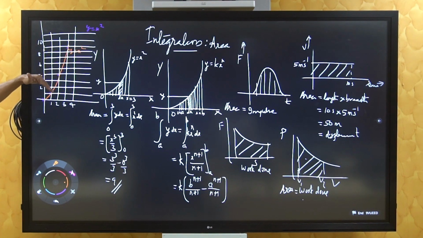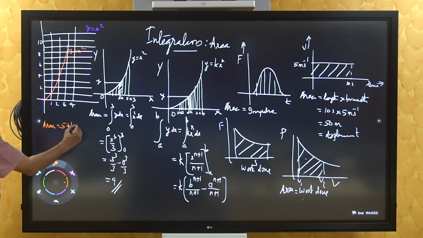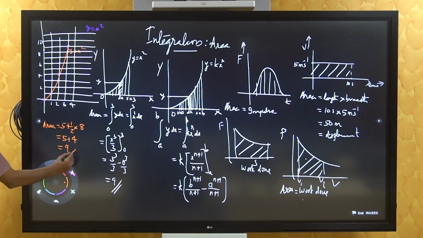Now to find out the area under the graph, I count the total number of complete squares: 1, 2, 3, 4, 5. So area equals 5 plus some incomplete, partially filled squares, which will be taken, and half of which will give you the right answer. So half into 1, 2, 3, 4, 5, 6, 7, 8. So it is 5 plus 4, which is 9.